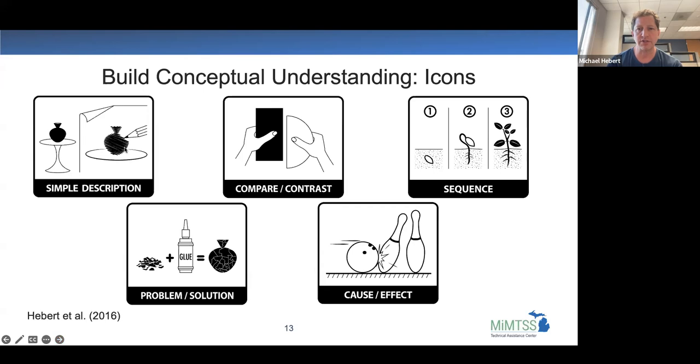The next text structure is sequence. This is something that you might see a lot in history texts, or if we're talking about science texts around things like the water cycle or life cycles. Usually, in a sequence of events, we will have a starting event and then events that follow. So in the picture here, you can see a plant starting out as a seed and then growing into a sapling and then into a plant, right?